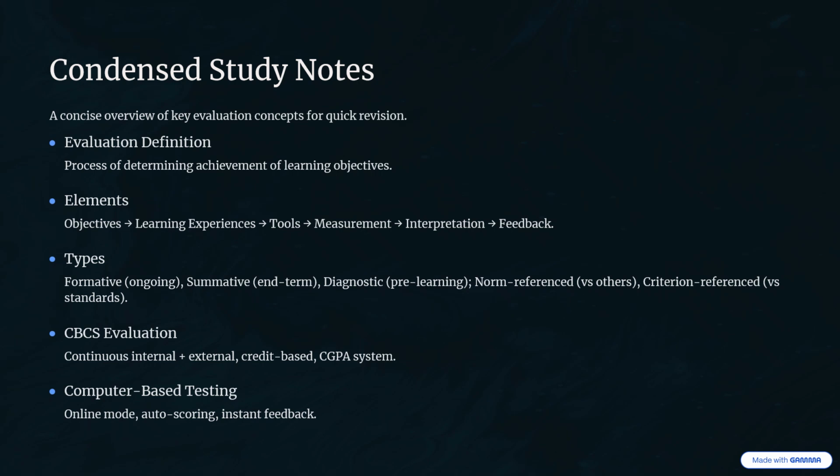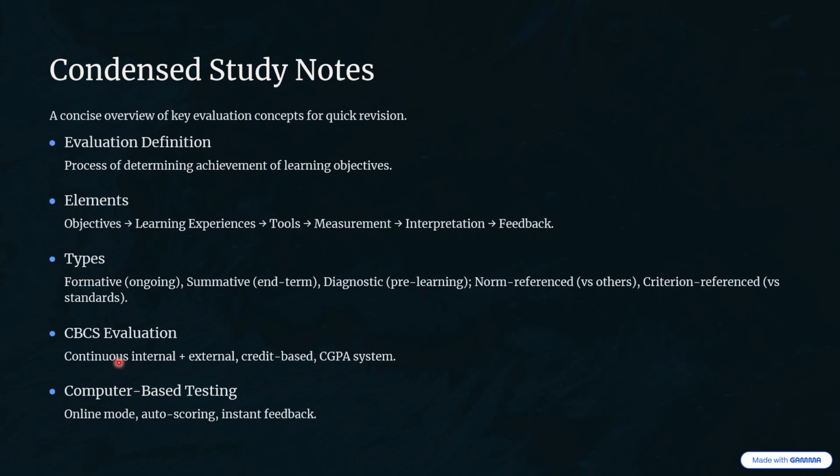Let's finish it with a quick revision. Evaluation means determining whether the learning objectives have been achieved. So remember the elements, that is objectives, learning experience, tools, measurement, interpretation, and the last one is feedback. Next is types of evaluation. The first one is formative. It is during learning, the summative is done at the end of the learning process, and the diagnostic is done before learning. Norm reference is compared with others and criterion is compared with the standards.